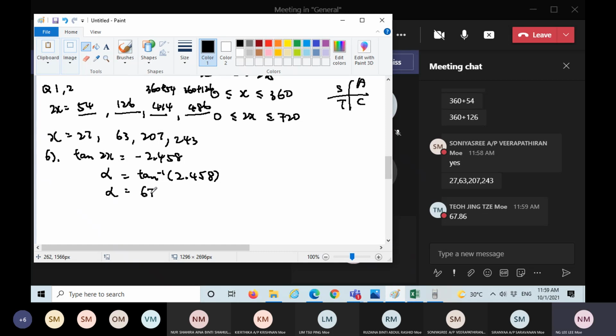Okay, 67.86. Then this tangent with a negative. Tangent with the negative is in which quadrant?